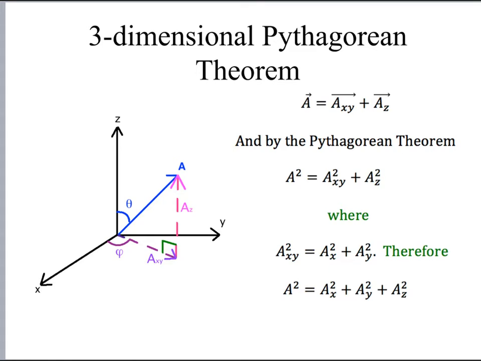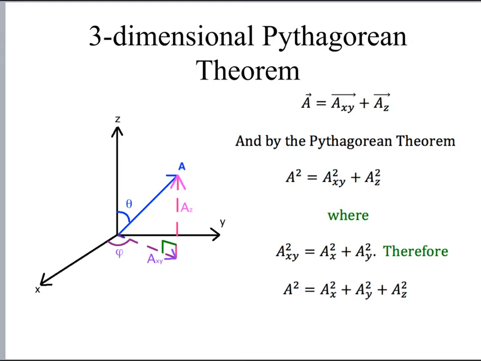Now what's interesting about this is that we just saw in the previous slide that A sub xy squared is equal to A sub x squared plus A sub y squared. That would be the x component and the y component of the vector. A sub z obviously would be the z component of the vector. But our end result is that A squared, this hypotenuse, is A sub xy squared plus A sub z squared, but A sub xy squared has an x component and a y component, and we can just plug in that A sub xy squared is A sub x squared plus A sub y squared, and that gives us this result.